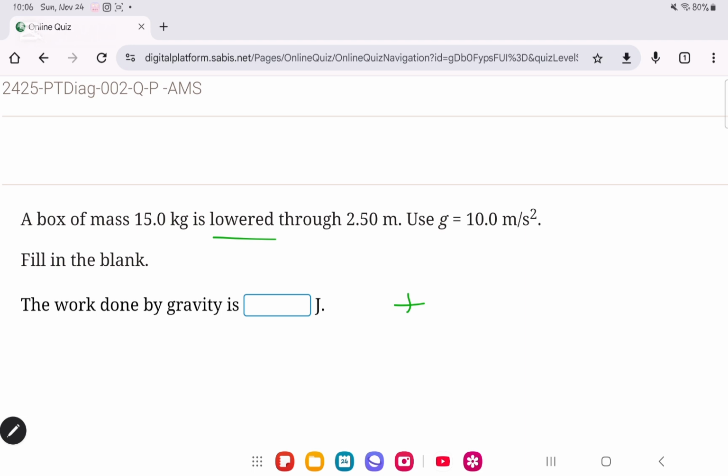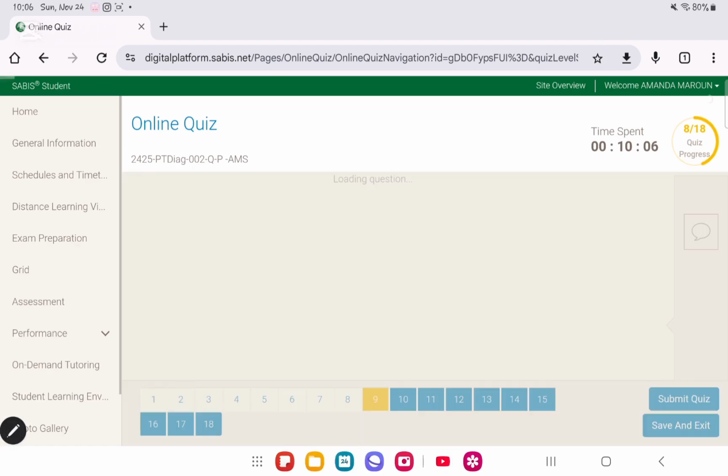Next thing, we know always the equation for the work done by gravity is mgh. m is 15, g is 10, and h is 2.5. So 15 times 10 times 2.5 is 375 joules. So the work done by gravity is 375 joules.